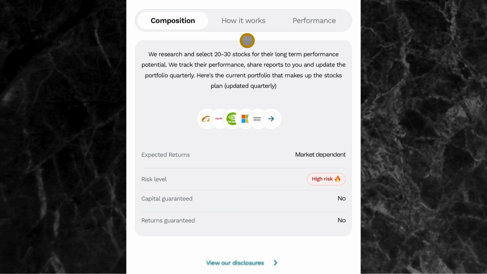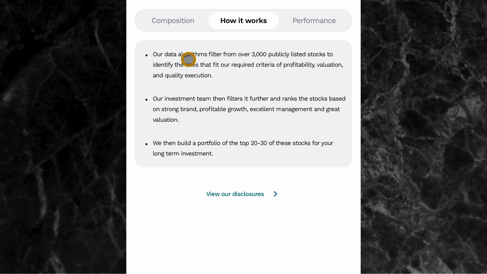So once you've seen that and you want to see maybe how it works, just come here to how it works and click on it. Now you can see the first thing here says our data algorithms filter from over 3,000 publicly listed stocks to identify the ones that fit our required criteria of profitability, valuation and quality execution. So right here they are telling you that they have an algorithm that does research to bring out the best stocks to invest in, basically.